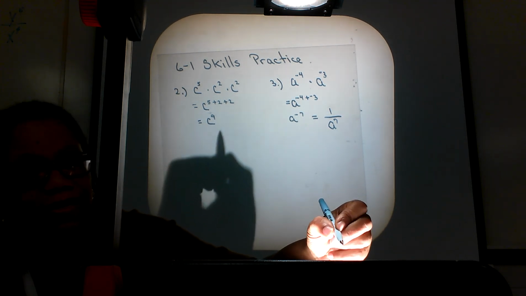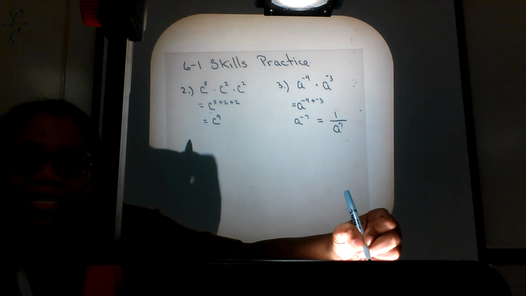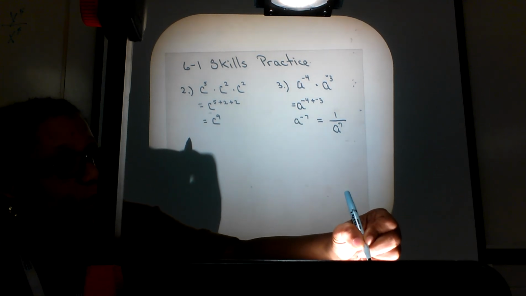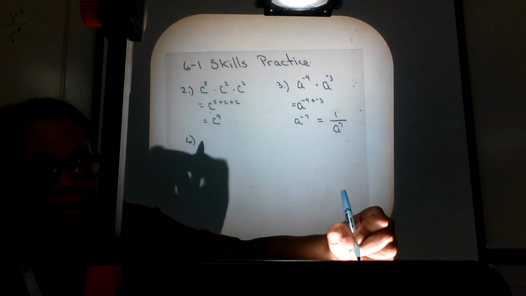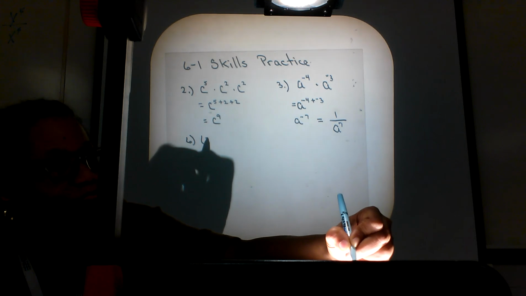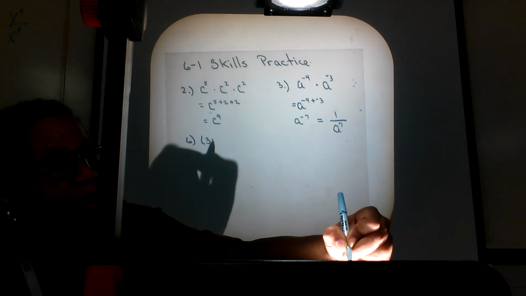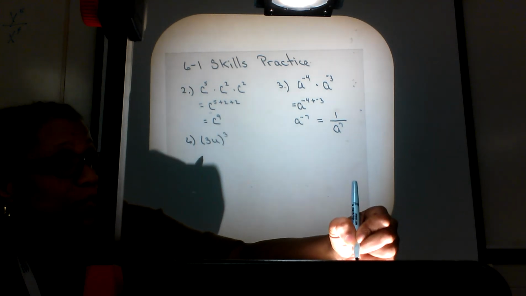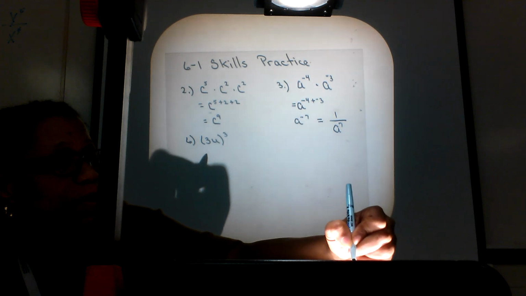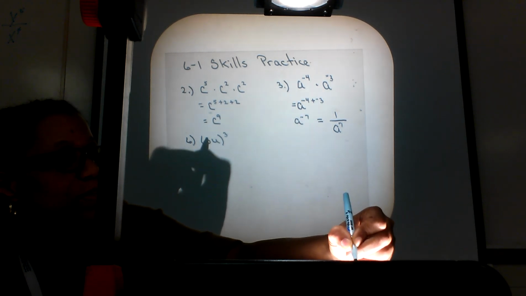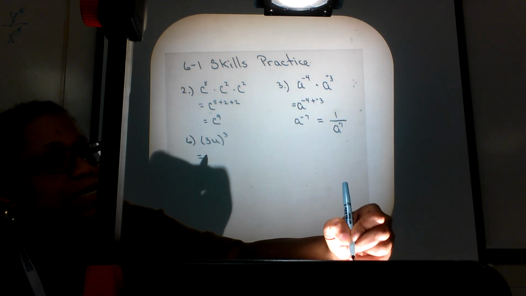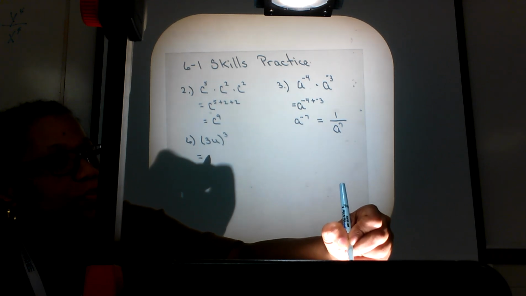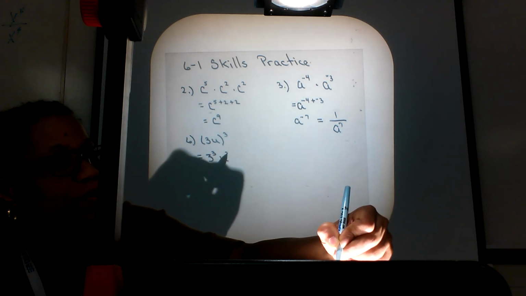Number 6. You getting this pretty good? Okay. We're going to do number 6. We have 3u raised to the 3rd power. You remember how to do this one? I'm going to do number 6 instead. So this is 3 to the 3rd power, u to the 3rd power.